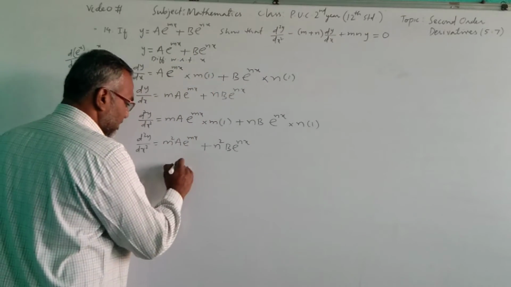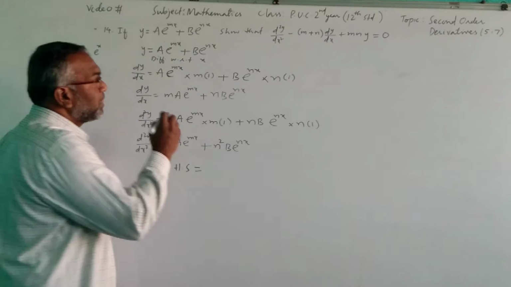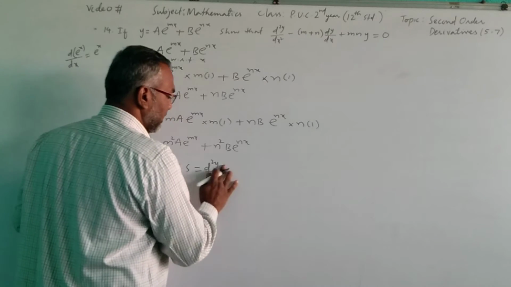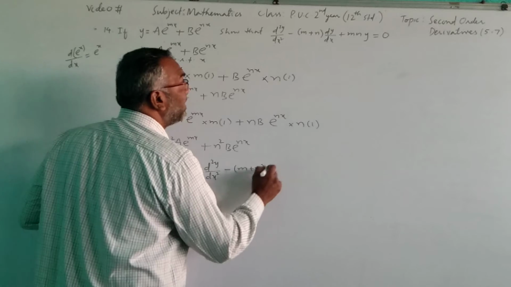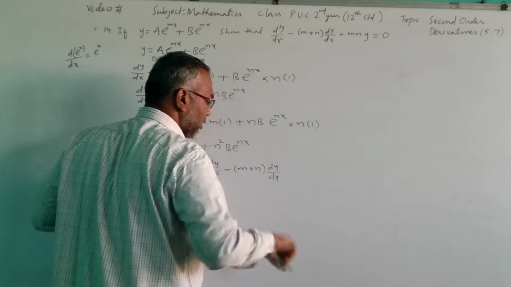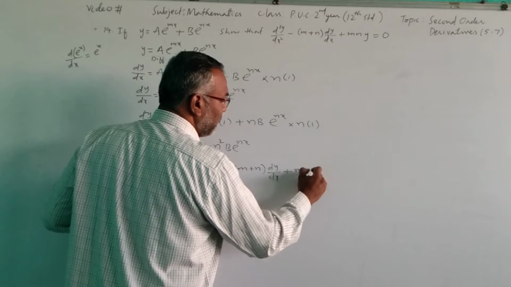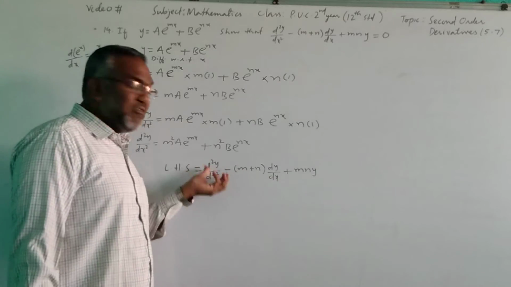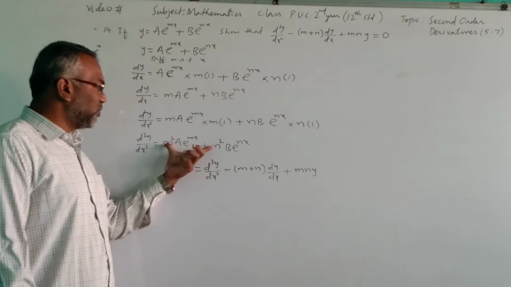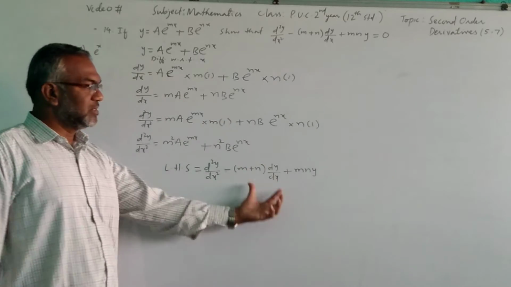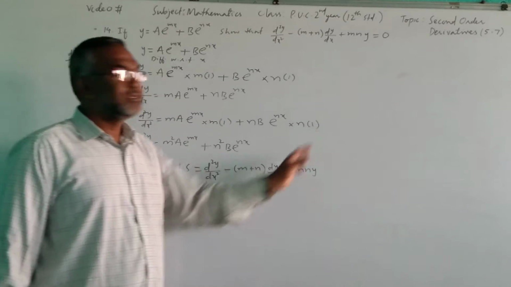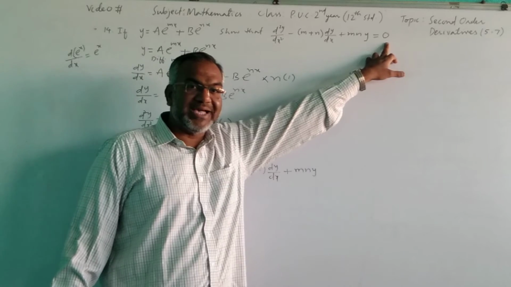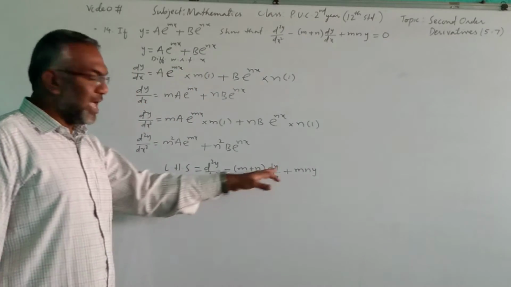What is the LHS? In what we have to prove, the LHS is d square y by dx square minus (m plus n) into dy by dx plus mny. This is the LHS. Now, if we substitute the d square y by dx square value here and the dy by dx value here and simplify, we must get 0. Right? This is the LHS. We have to get the RHS as 0. So here I have written the LHS.